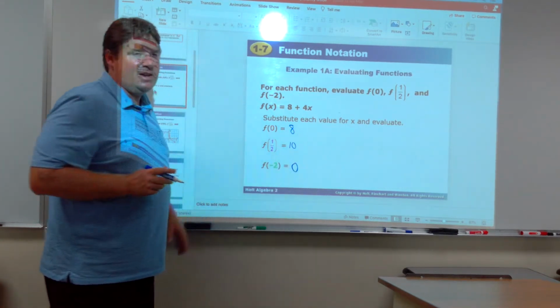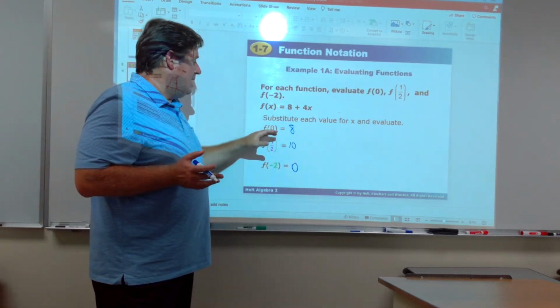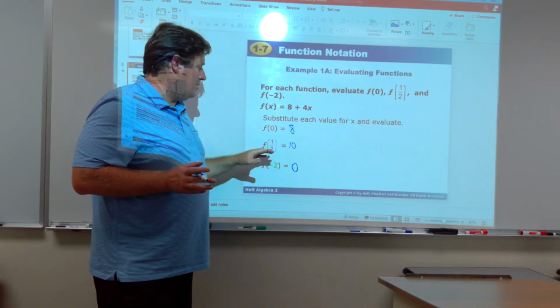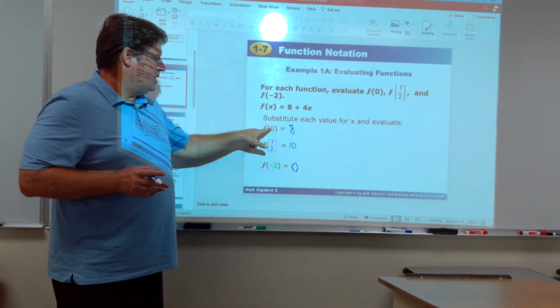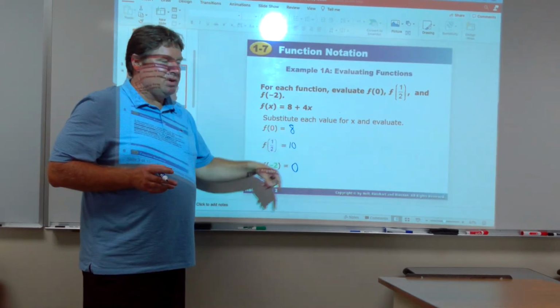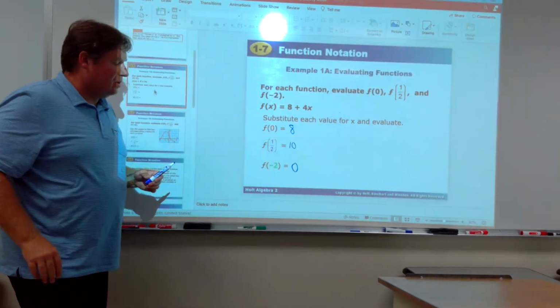Okay, so that actually gives us an ordered pair, guys. (0, 8) would be a point on the graph. (1/2, 10) would be another point, and (-2, 0) would be a point. Remember, these are the inputs, the x values. These are the outputs, or the y values. So it works out pretty slick.